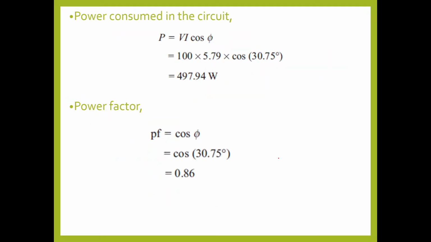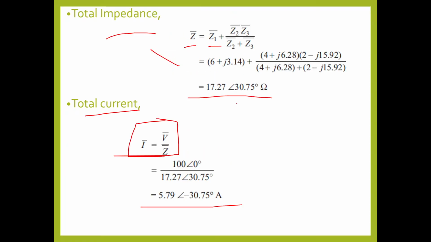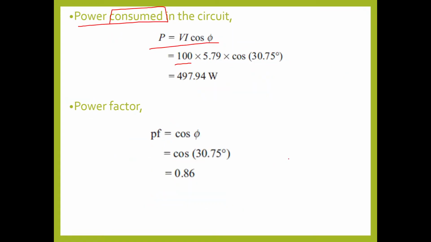Now what is the power consumed in the given circuit? Consumed power means active power. The formula is P equal to VI cos phi. We know the V value, we know the I value, and phi is the phase angle between voltage and current. You have got some 30.75. Just substitute and you will get the real power consumed. What about the power factor? It is cos phi. You know the phi value, just substitute in cos phi and you will get the power factor.